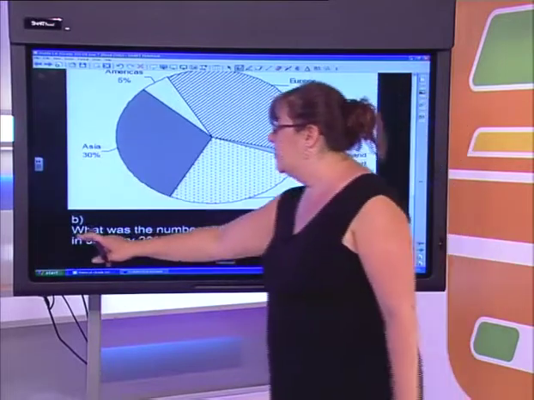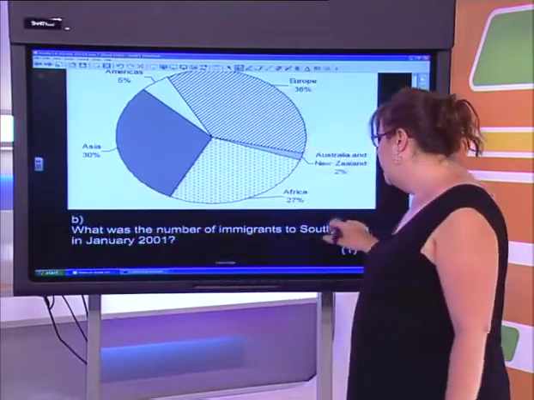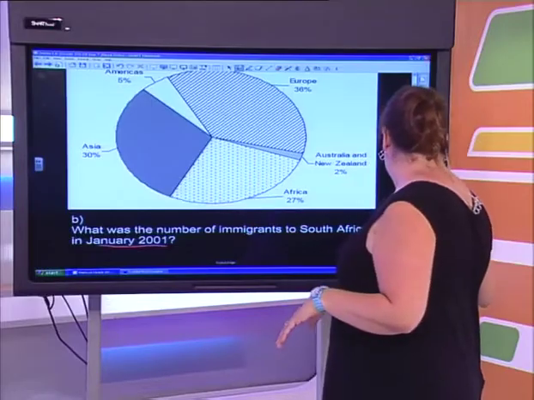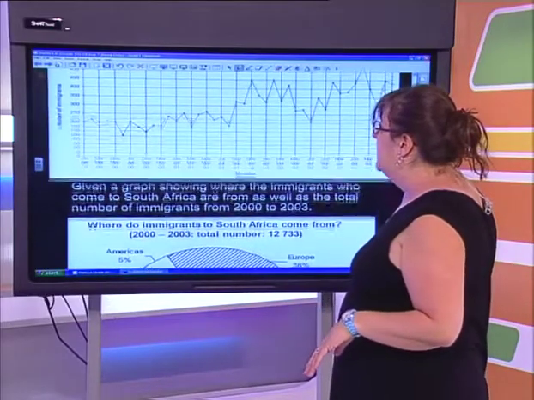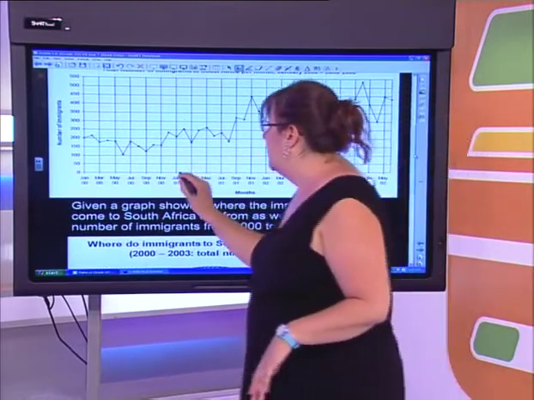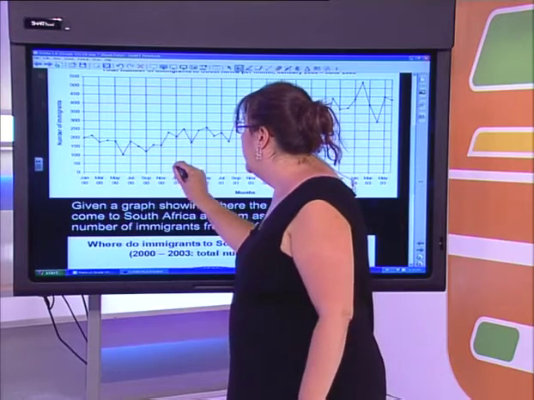And the next question says, what was the number of immigrants to South Africa in January 2001? So clearly they want to know the difference between one year and the next. So now I'll go back to our graph. We're looking at our numbers. We've got to find January 2001. There's January 2001.